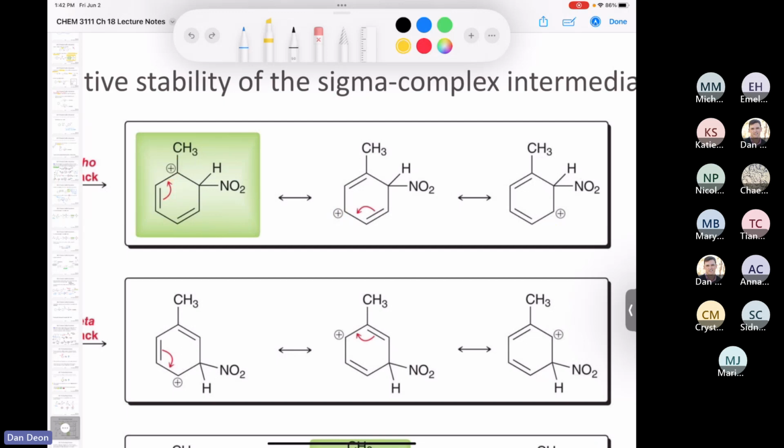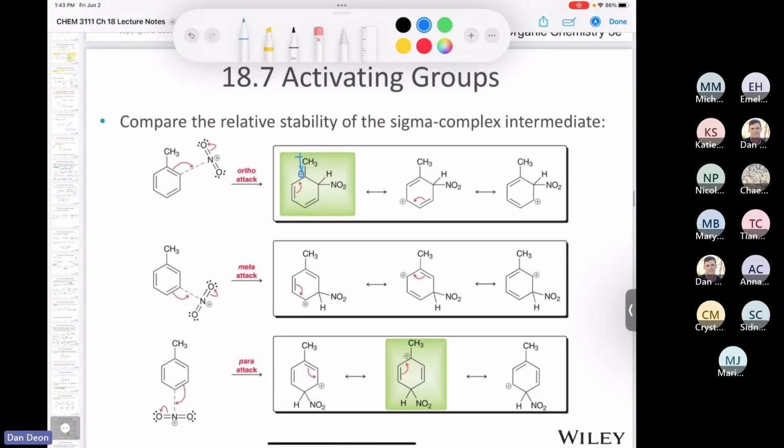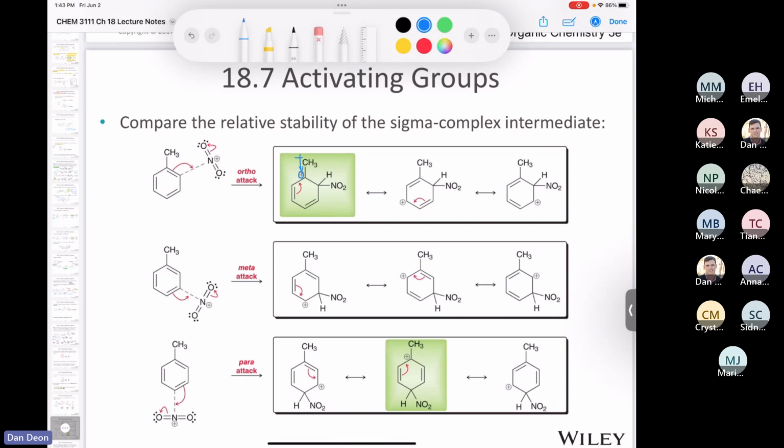Do you remember, was the methyl group electron withdrawing or electron donating? Does anybody remember that? Heck yeah, absolutely, it's electron donating. So if it's donating electron density this way, is that going to stabilize or destabilize the carbocation? Absolutely, right? It's donating electron density to it, so it's going to stabilize that positive charge. Exactly. And so you see that we get two resonance forms in our sigma complex for ortho and para attack, where we end up with that positive charge adjacent to the methyl group. So it gets this extra stabilization.